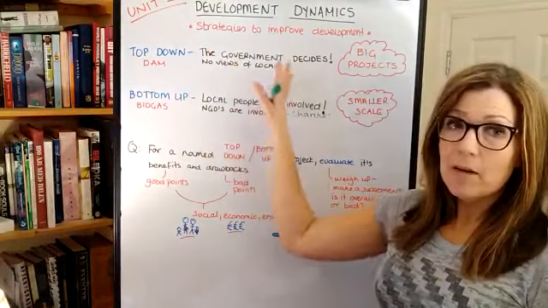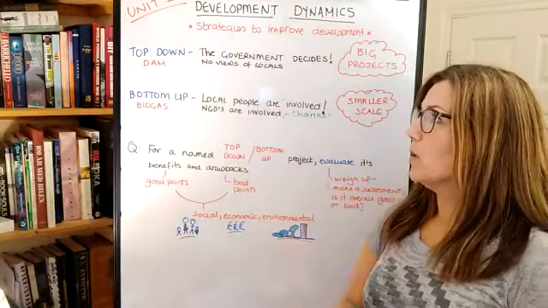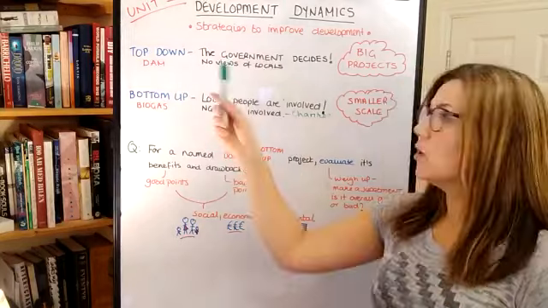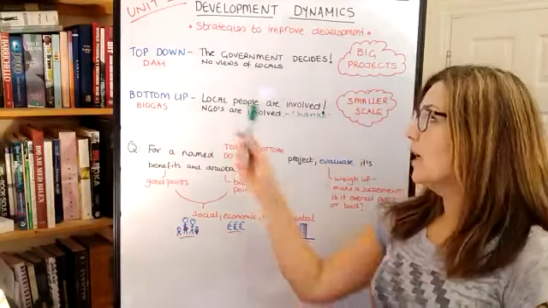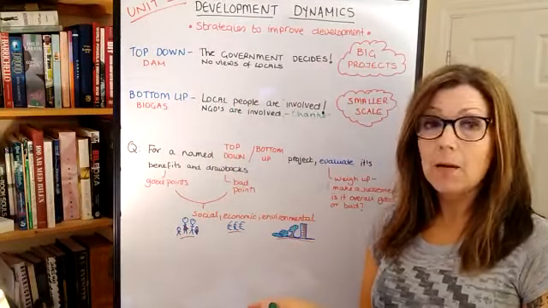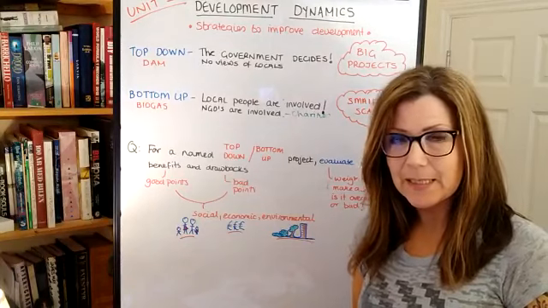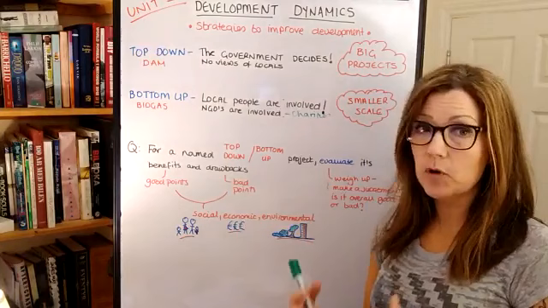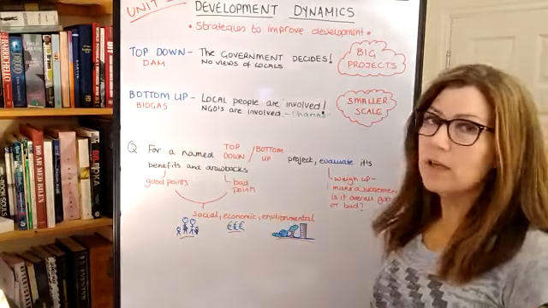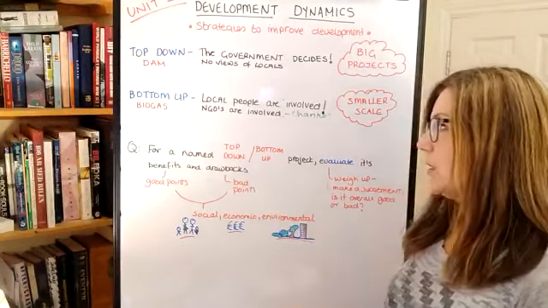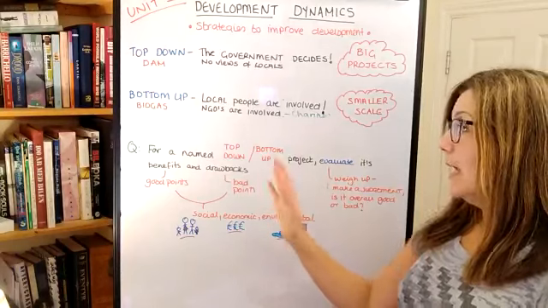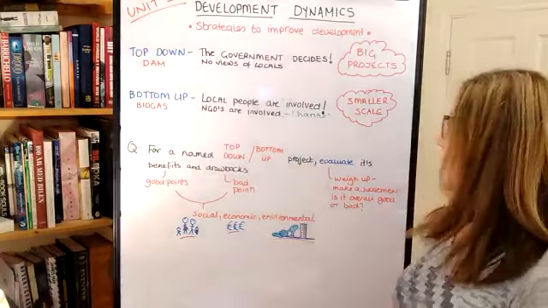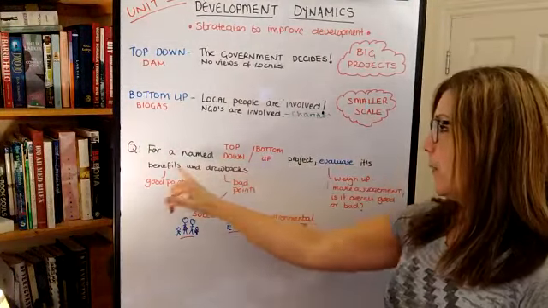So that's a very brief background to top down and bottom up, just for you to remember for the exam. Top down is big, the government's involved, and bottom up is local. It's often called intermediate technology as well, and it's from the bottom up and it involves local people, and it's much smaller scale. So now what we're going to do is look at a little exam style question. So this question says, for a named, it could be top down, it could be bottom up, project, evaluate its benefits and drawbacks.